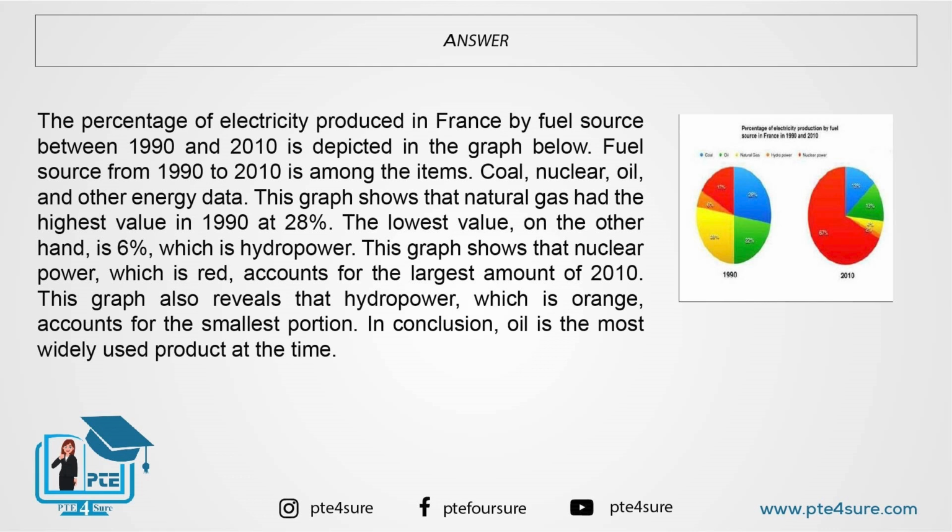This graph shows that nuclear power, which is red, accounts for the largest amount in 2010. This graph also reveals that hydropower, which is orange, accounts for the smallest portion. In conclusion, oil is the most widely used product at the time.